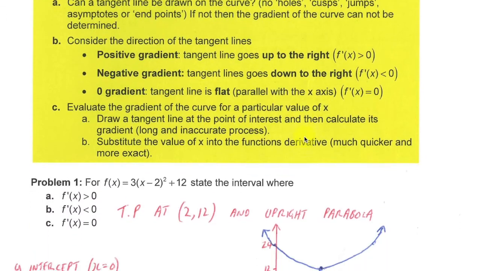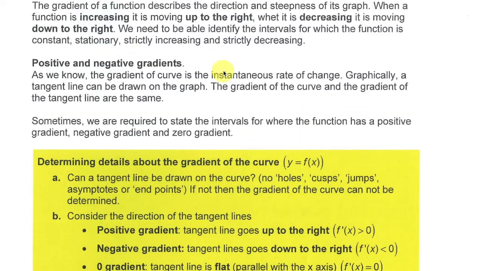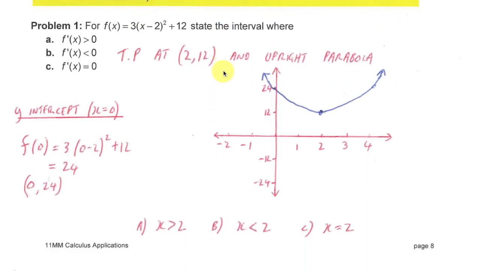So far we've been able to identify positive and negative gradients. So let's look at an example of that. Here in problem 1, I've got this function, it's a quadratic in turning point form. I know that the turning point occurs at the position 2, 12. And because the 3 is positive, I know that it's an upright parabola. So I've got this basic shape taking place.